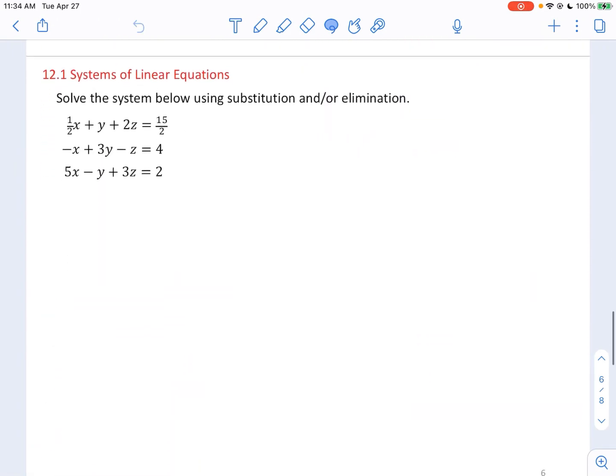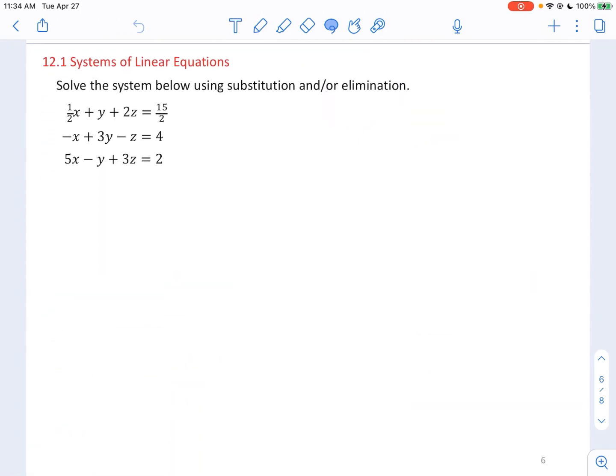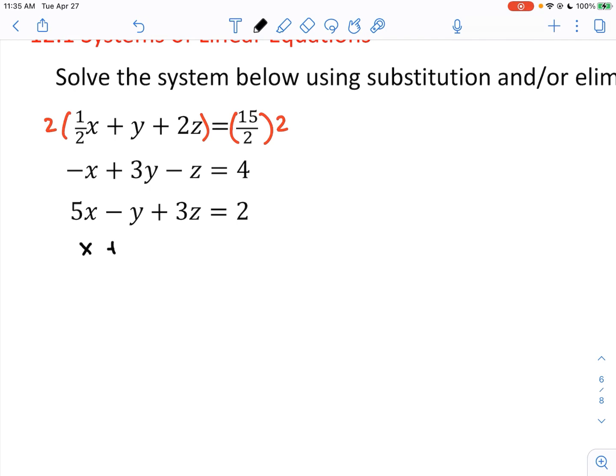Now let's solve a system with three equations and three variables, x, y, and z. So notice that the first equation here has fractions. It's a lot easier to work with these equations if you eliminate all fractions to begin with. So the first thing I want to do is double the first equation. So we have now just x plus 2y plus 4z is equal to 15.